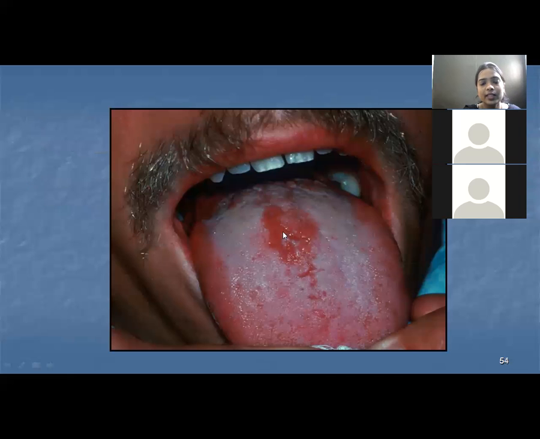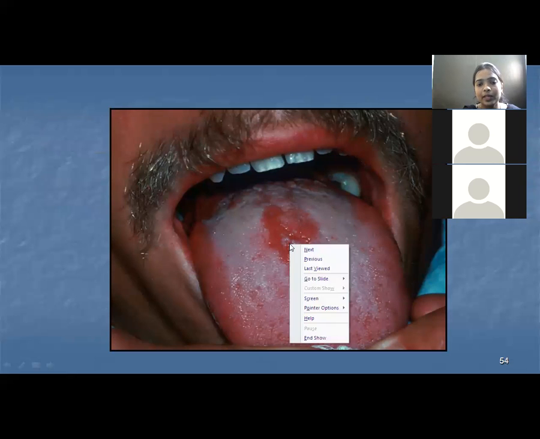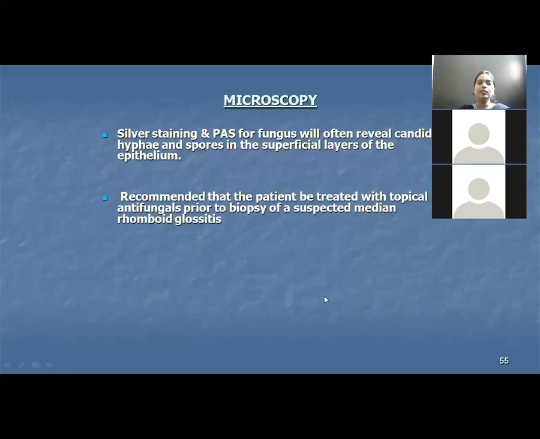This is the lesion, that is median rhomboid glossitis. See the center of the lesion, see the erythematous area, the loss of papillae is there. Then microscopy, silver staining and PAS stain. PAS stain detects what? Candida infection. Candida infection is a fungal infection. Silver staining and PAS staining is done for this lesion.